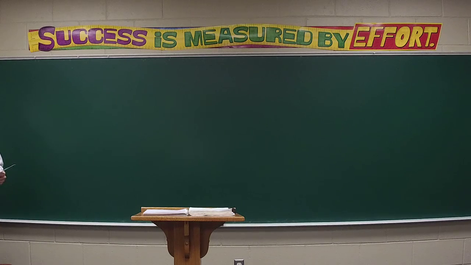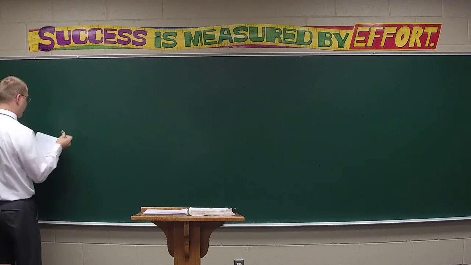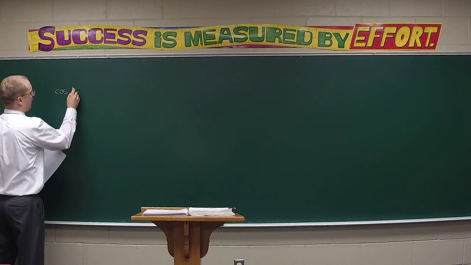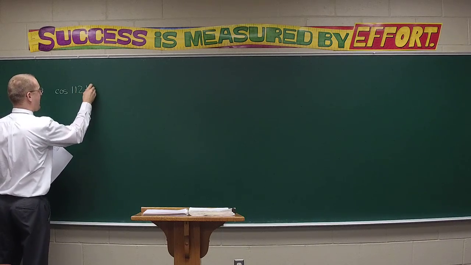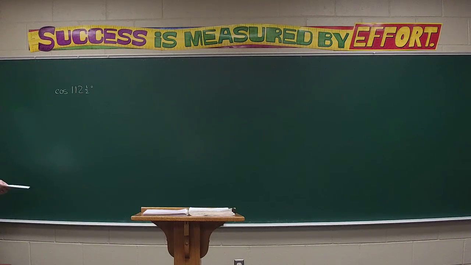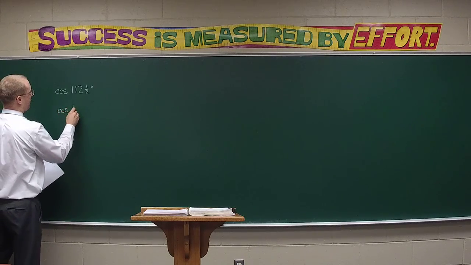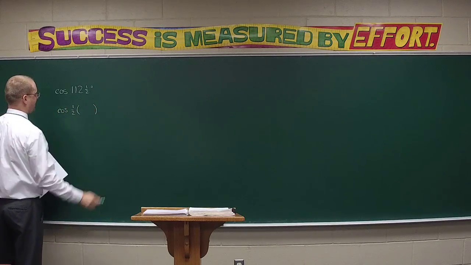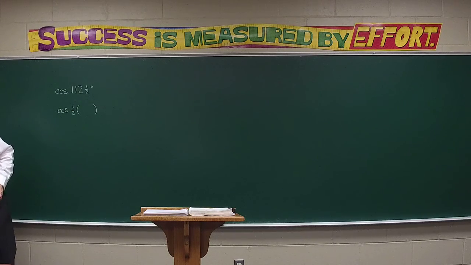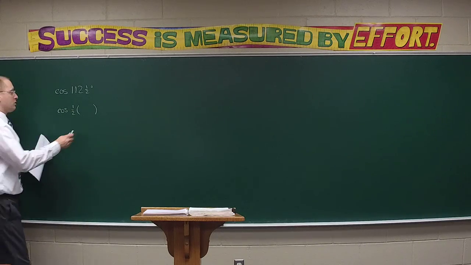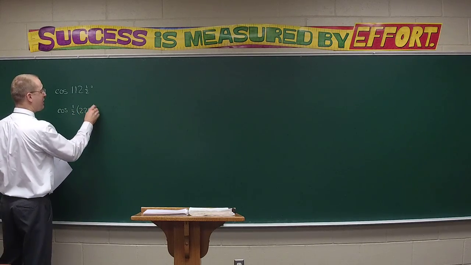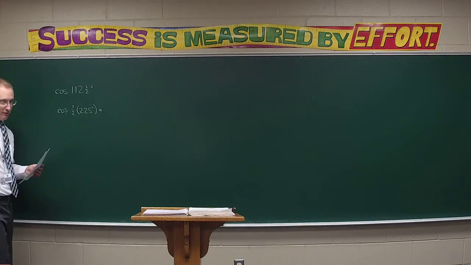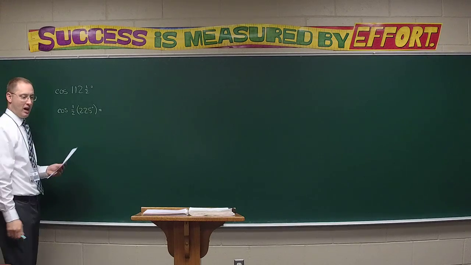Let's take a look at number 1, where it says to find the exact value of the cosine of 112.5 degrees. My first thought, whenever I see something like 112.5, it's kind of a dead giveaway that I'm going to have to use a half angle identity. So the first step is to figure out what angle you are taking half of, Ethan. 225 degrees.